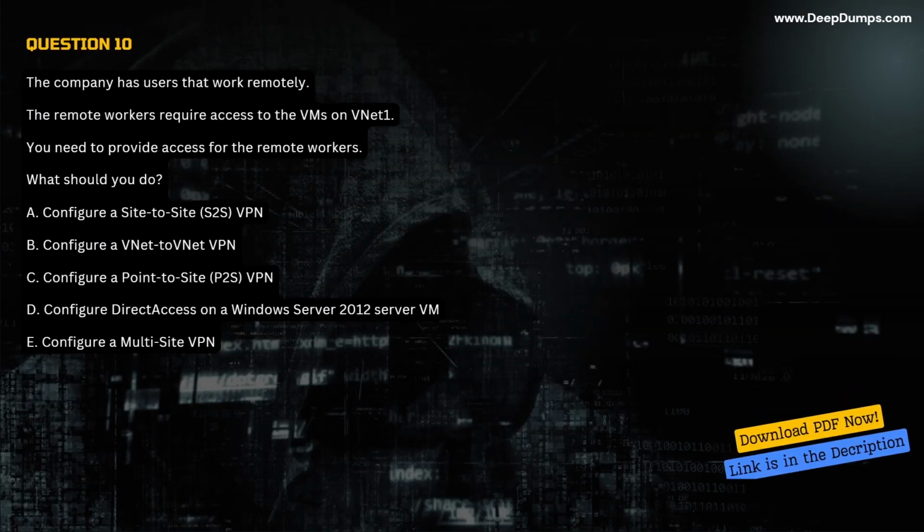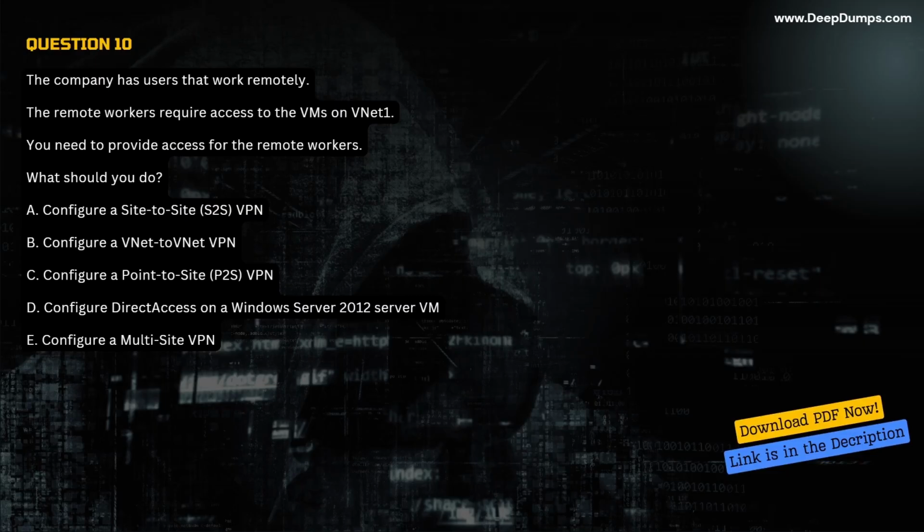Question 10. The company has users that work remotely. The remote workers require access to the VMs on VNet 1. You need to provide access for the remote workers. What should you do? A. Configure a site-to-site S2S VPN. B. Configure a VNet to VNet VPN. C. Configure a point-to-site P2S VPN. D. Configure direct access on a Windows Server 2012 server VM. E. Configure a multi-site VPN.